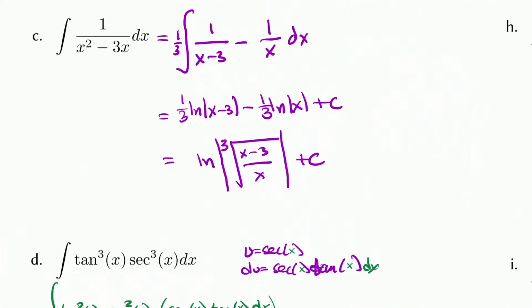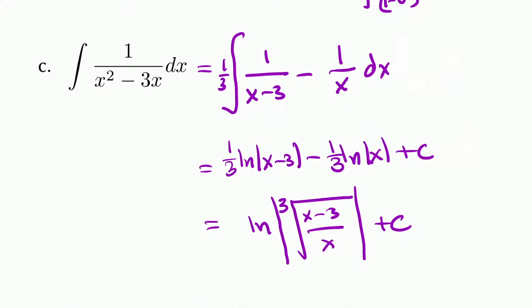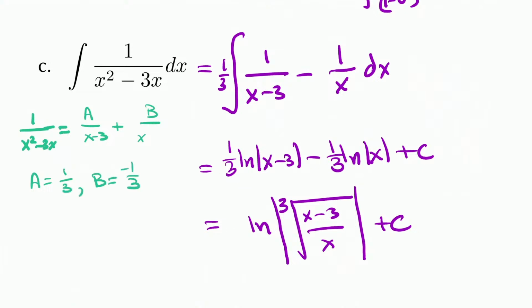Let's talk about partial fractions first, because that one is much easier, honestly. So the partial fractions, I don't even show my work with this one, but hopefully you got the same. I'll show the work now. So here's the partial fractions. You have 1 over x squared minus 3x is equal to a over x minus 3 plus b over x. And I believe that you get a equals 1/3 and b is negative 1/3 as the answers to that one.